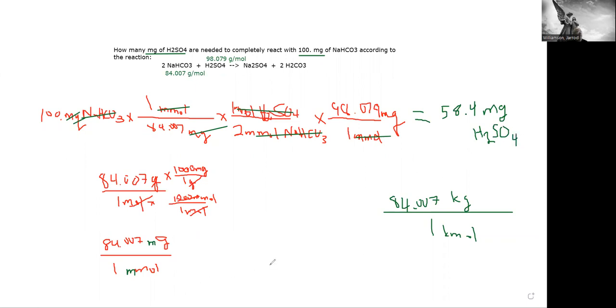So I just got to remember that because of this, 84.007 grams per mole is the same thing as 84.007 kilograms per kilomole, as long as I have the kilo on top and bottom. Same thing as 84.007 milligrams per millimole. As long as I have a kilo on top and kilo on bottom, milli on top, milli on bottom, centi on top, centi on bottom, it all works.